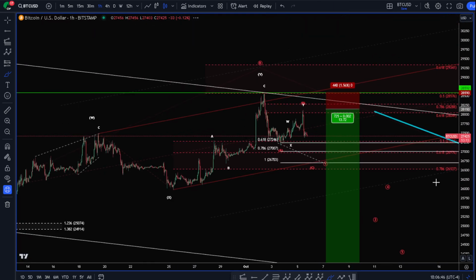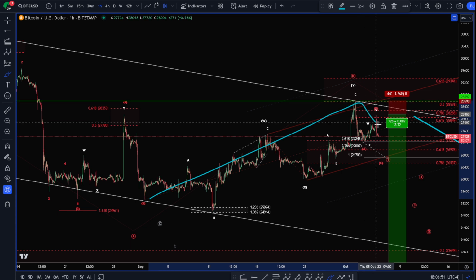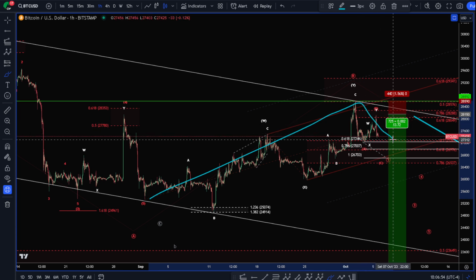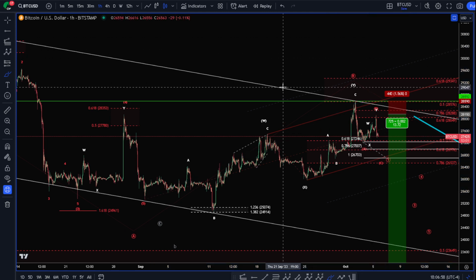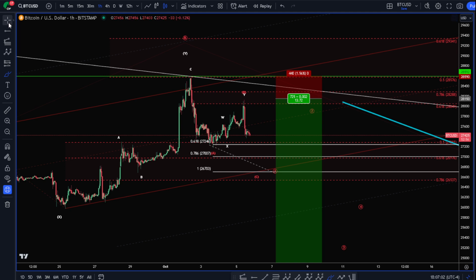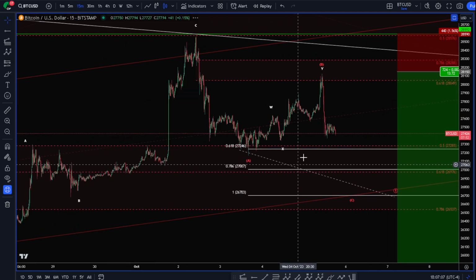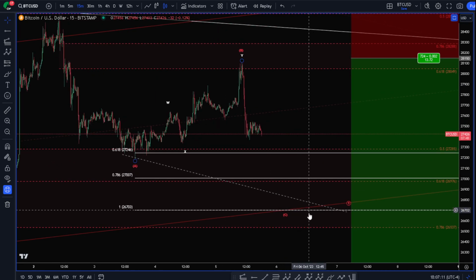Now zooming out to the larger view, all that would look like is this ends up being an A wave. Once we get that correction in, we get a B wave, and we move higher in a C wave. But as of right now, I am neutral, whether we're upside or downside, until we get some clarification of the pattern we're getting at this moment.